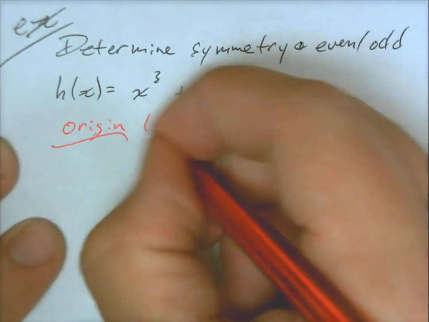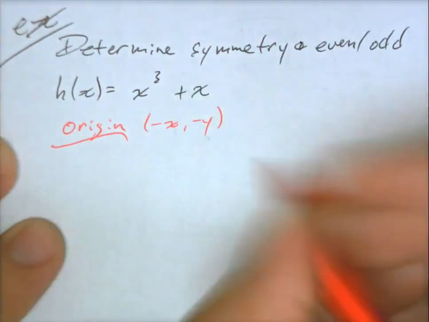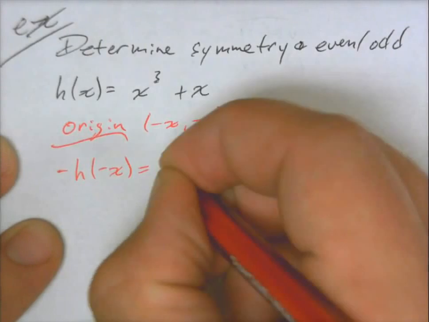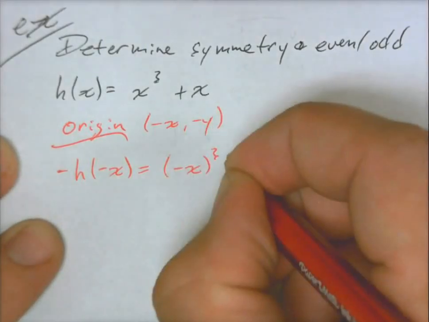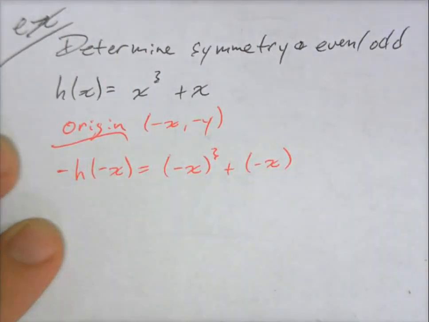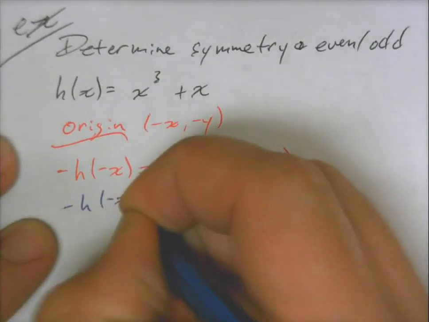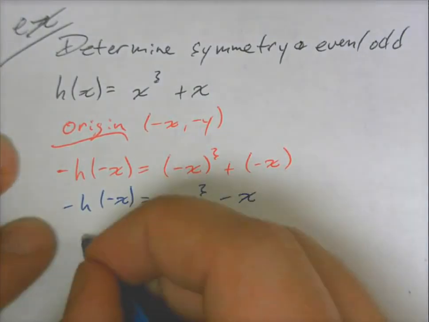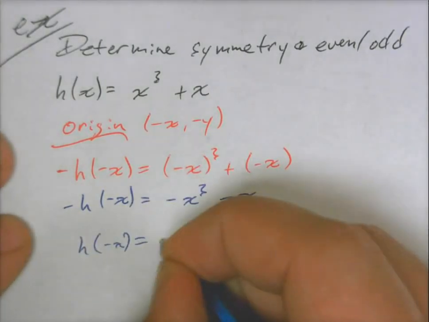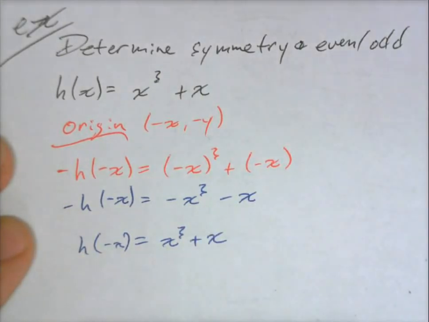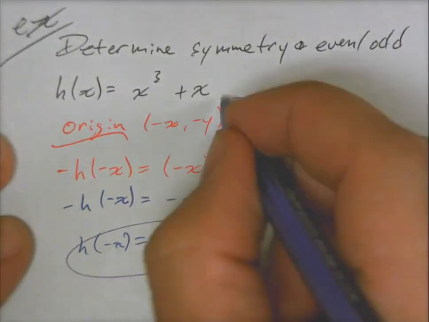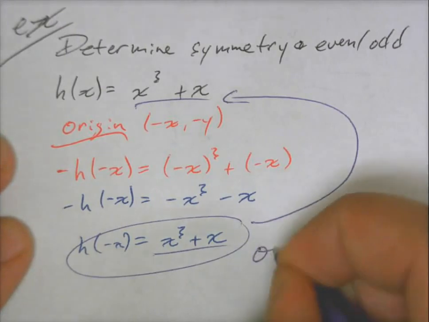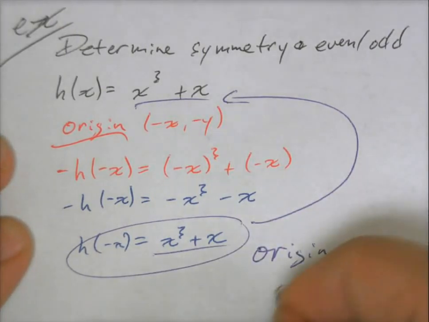So if it is origin symmetry, don't forget that's when you plug in a negative x and a negative y value and try to get it to come out to be the original function. So we will say negative h of negative x equals negative x cubed plus negative x. And in distributing the negatives, I have negative h of negative x equals negative x cubed minus x. And if I divide by negative 1, then I have h of negative x equals x cubed plus x. Well, check it out. This is the same as my original function. So since my signs are the same, this is definitely origin symmetry, which would make this an odd function.